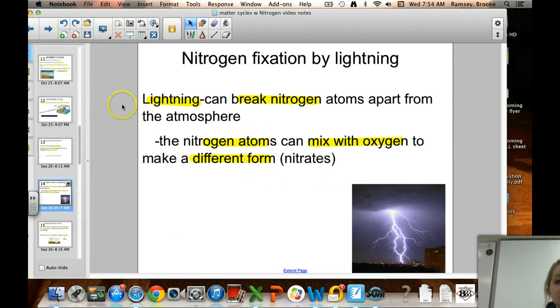So here's one way nitrogen can be fixed, which is by lightning. The lightning will break up nitrogen atoms that are in the atmosphere, and they mix with oxygen and they fall down to the earth and form different forms of nitrogen.